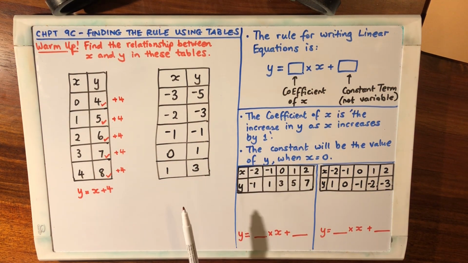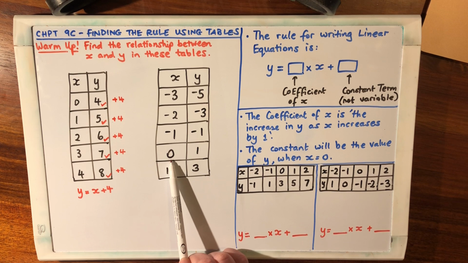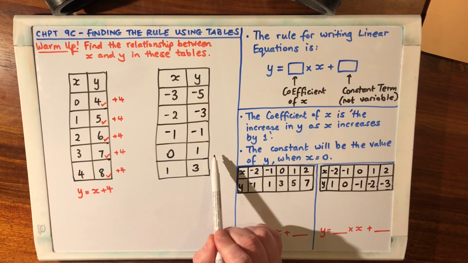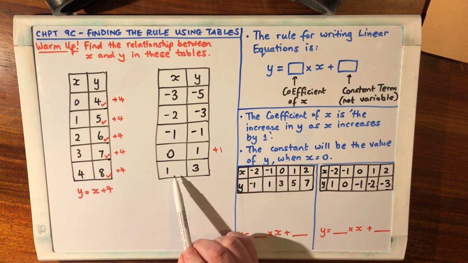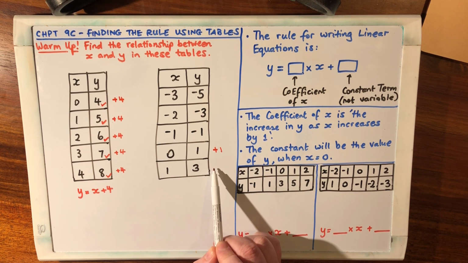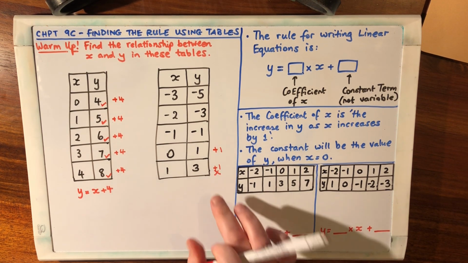So what's another relationship we can see? Well, here we've got 0 and 1. If X equals 0, then Y equals 1. Can we simply add 1 to all of these, and will that rule work? If we look at these ones, no, that rule doesn't work. 1 plus 1 equals 2, not 3. So what is the rule here?